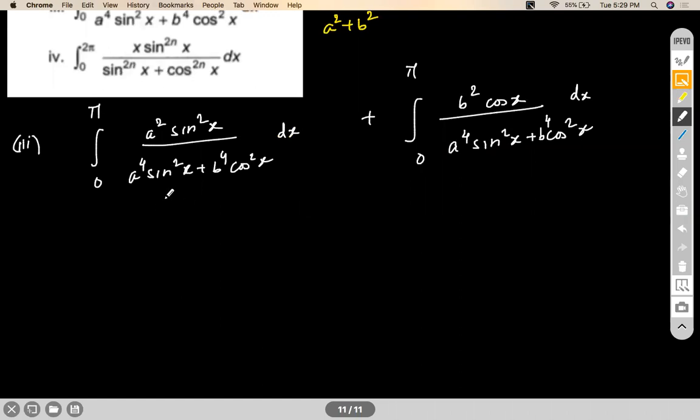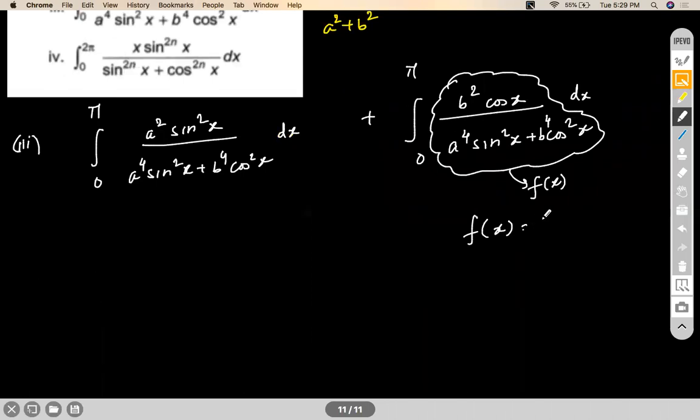Okay. Now, if you see this function, let's say I call this function f of x. Do you realize that f of x is the negative of f of pi minus x? Yes or no? Yes, sir. So this entire thing will collapse. You don't have to evaluate it.